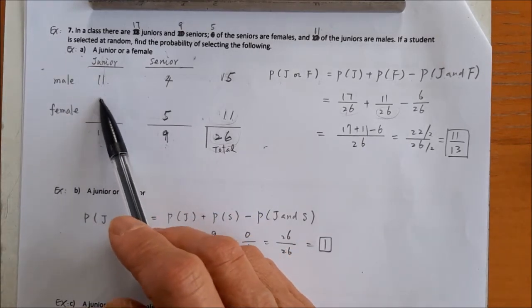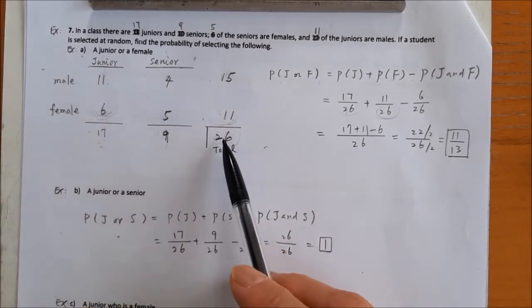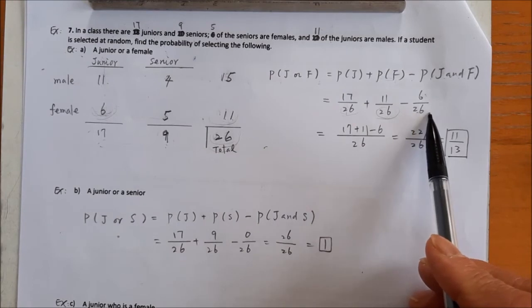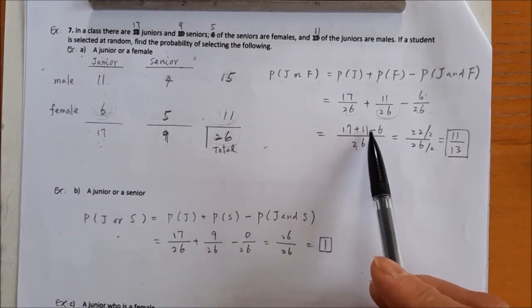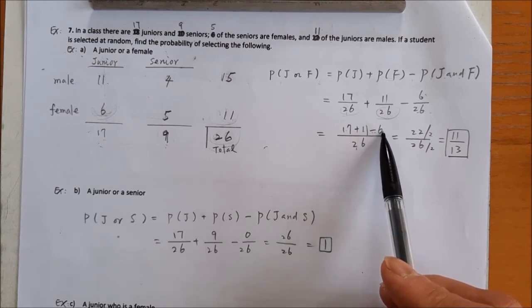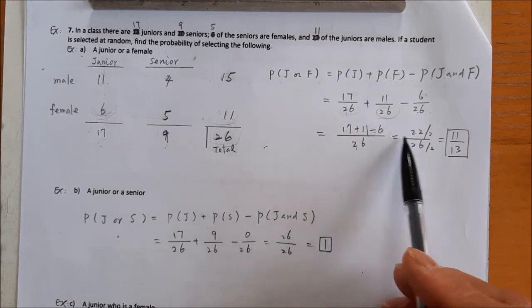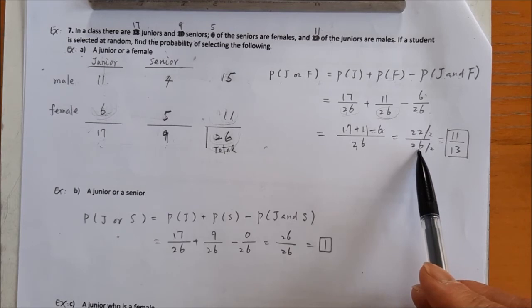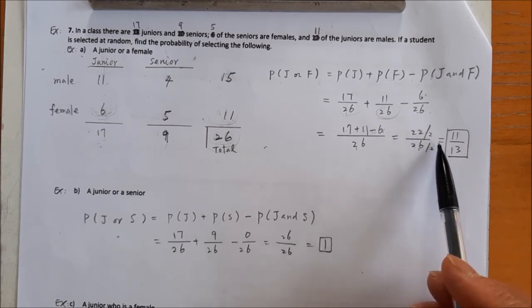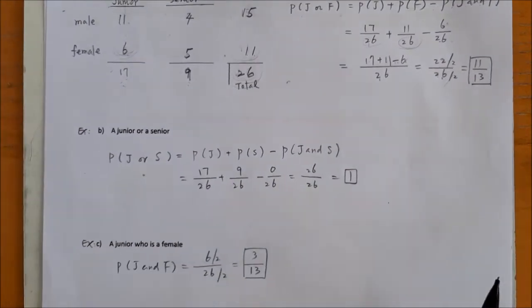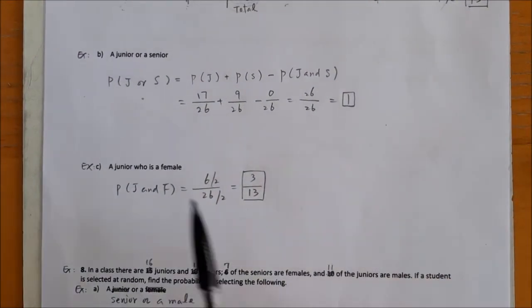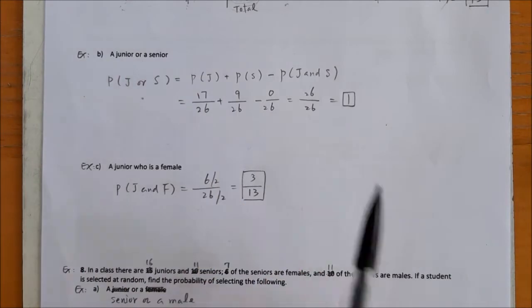Minus probability of junior and the female. Junior and the female has 6. So 6 out of 26. So the denominator is 26. Numerator 17 add 11 minus 6. We got 22 out of 26. And reduce common factor 2. So get 11 over 13.